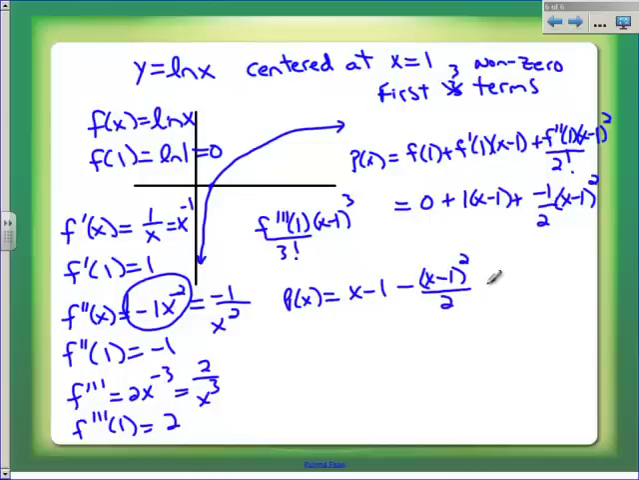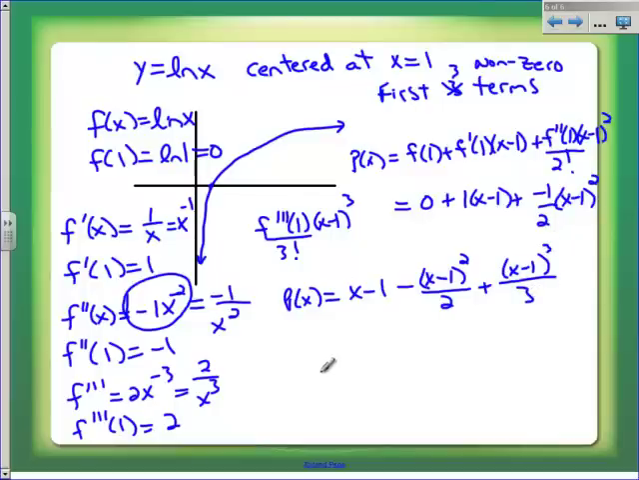And what would the next term be? Our next term is plus 2 over 6, 3 factorial, 6. So I'm just going to call that 1/3. That's going to be (x minus 1) cubed over 3. This looks like a pattern. And there is a pattern.